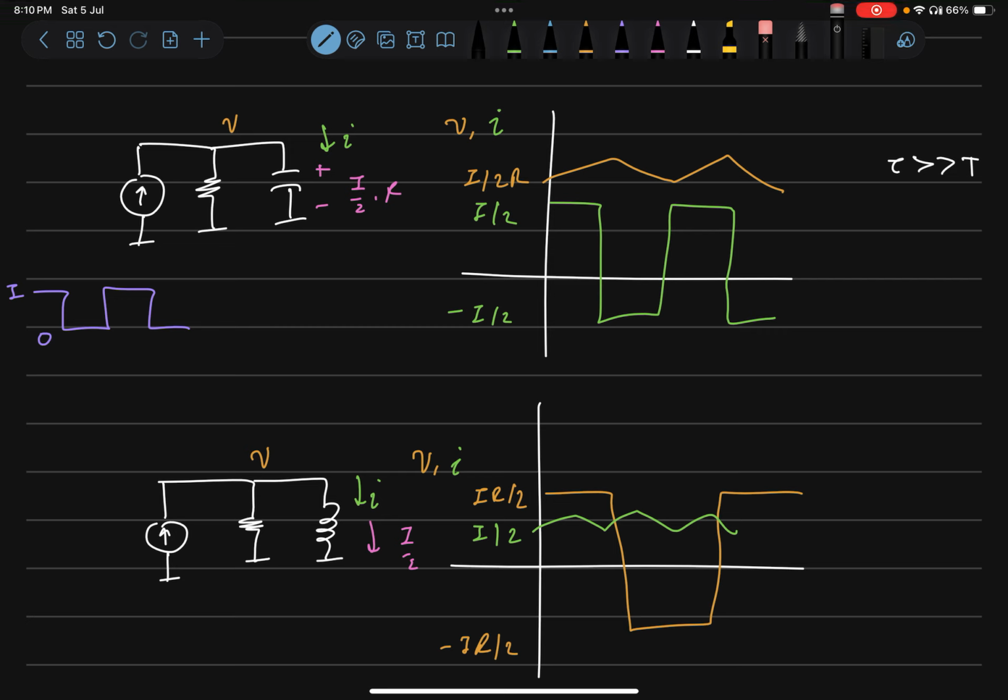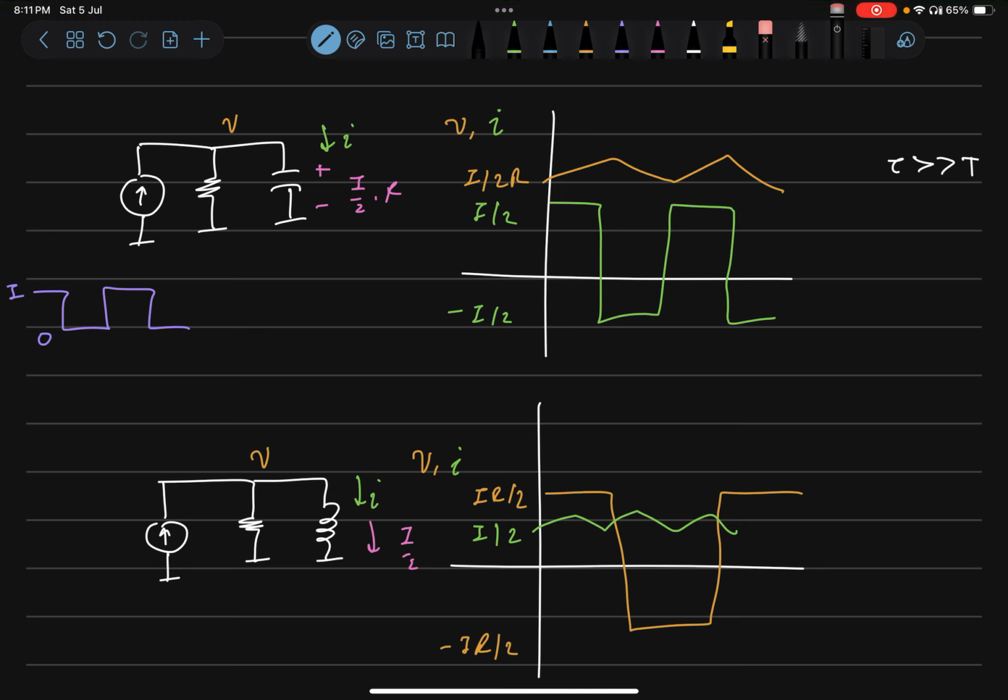There is something I would like you to keep in mind. In steady state, the voltage across the capacitor will ripple around its average value, and the current through the inductor will ripple around its average value. This is the most important point, and if you know this, you can pretty much analyze any kind of circuit.